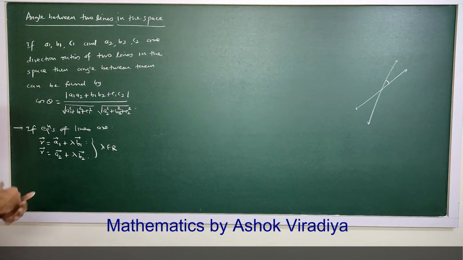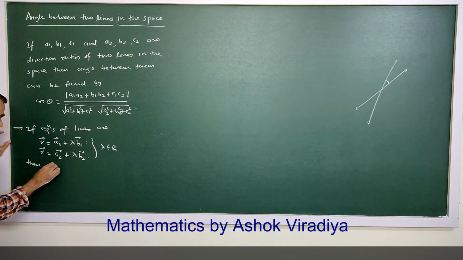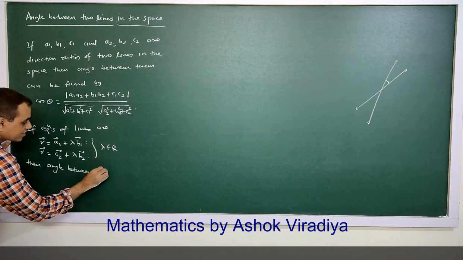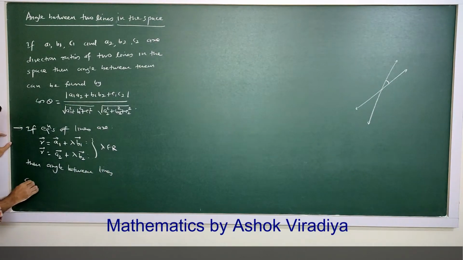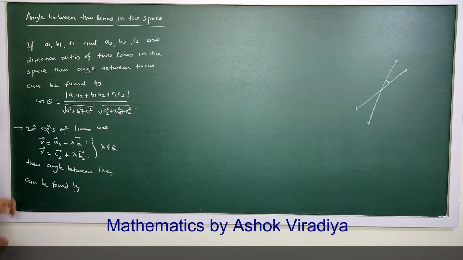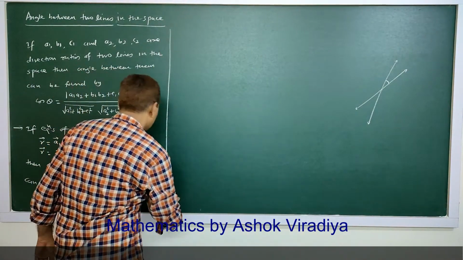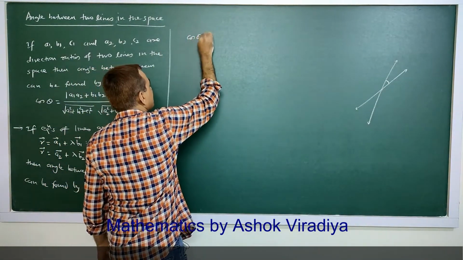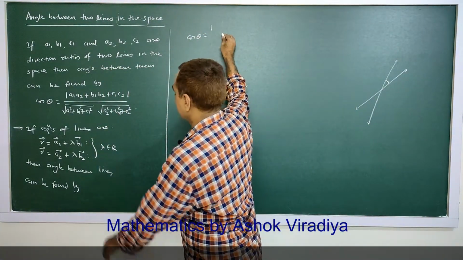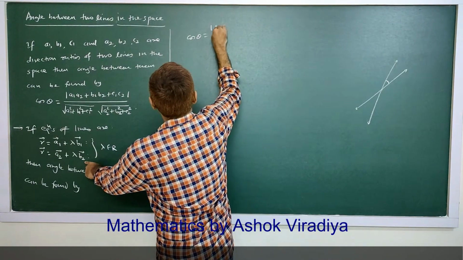They are creating an angle. So if the equations are given in vector form, then the angle between the lines can be found by cos theta equal to modulus of the dot product of B1 and B2.